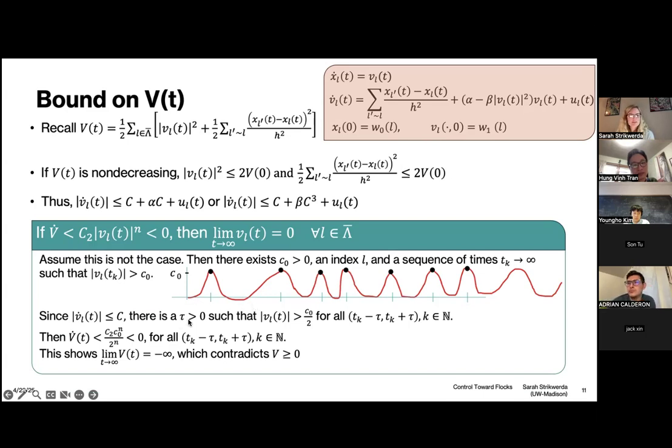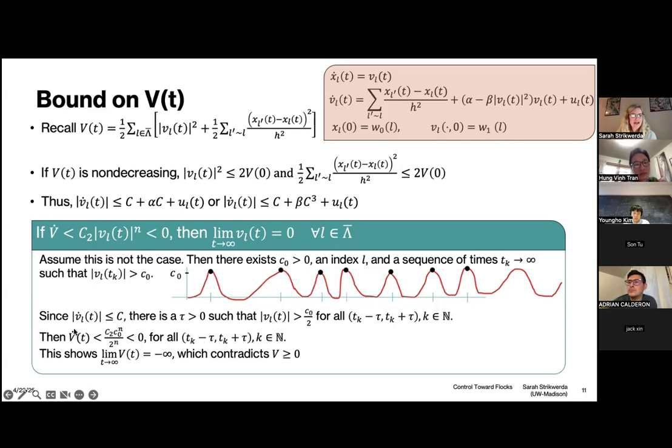So that means that there exists a tau such that VL of t is greater than C naught over 2 for some interval around each of these tk's. But then that means that V dot of t is going to be less than this value, this C2 over 2 to the n of C naught to the n. And that's going to be less than 0 for all times in this interval.